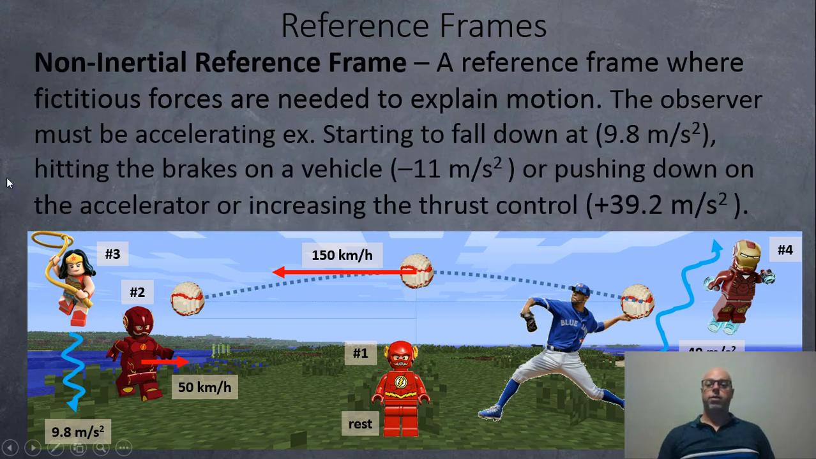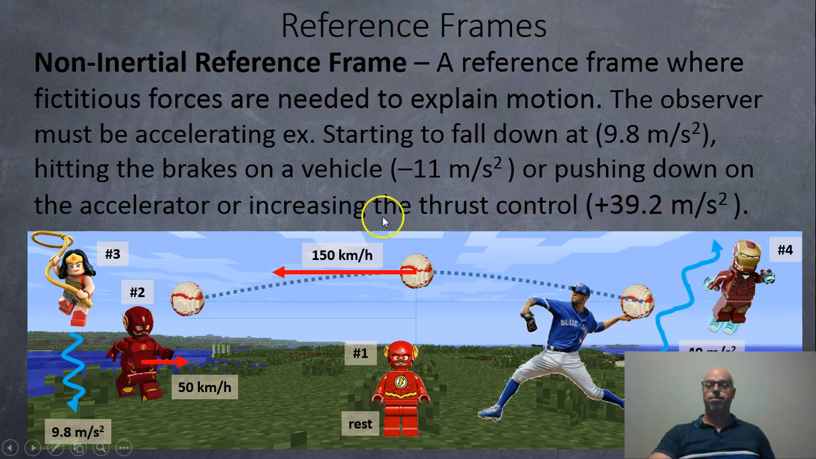A non-inertial reference frame is a reference frame where fictitious forces are needed to explain the motion. The observer must be accelerating. So for example, they start to fall down, so they're accelerating down at 9.8 meters per second squared. Or they hit the brakes on their car and they slow down at minus 11 meters per second squared. Or they push down on the accelerator or increase the thrust of the propeller, and they accelerate at 39.2 meters per second squared.